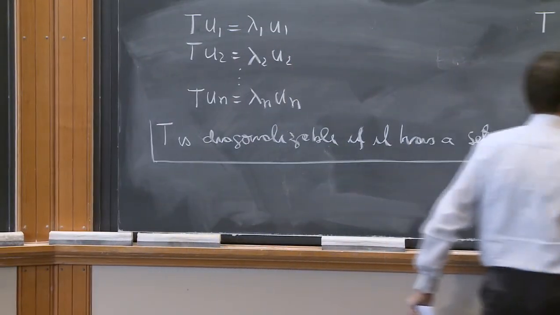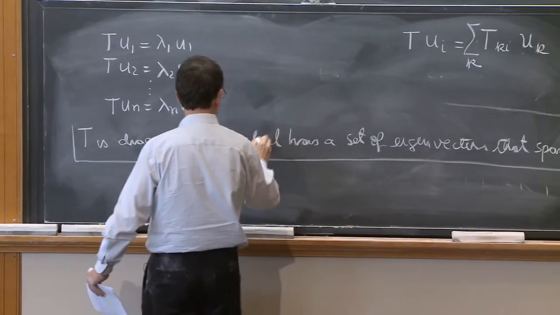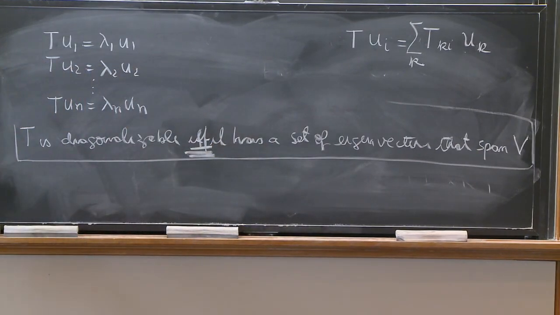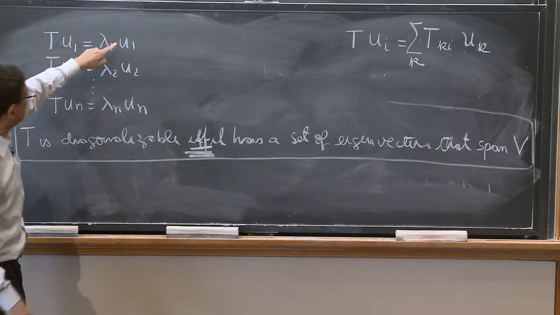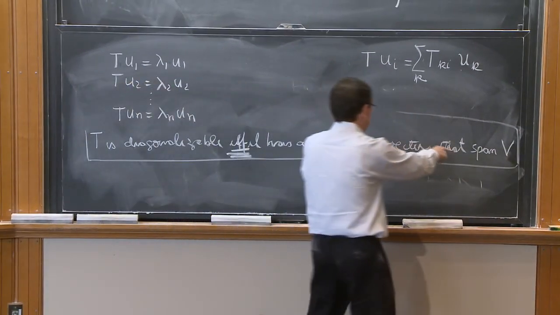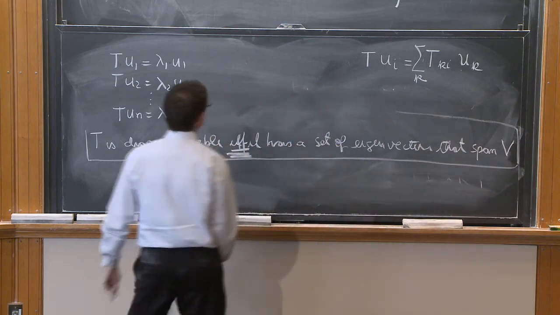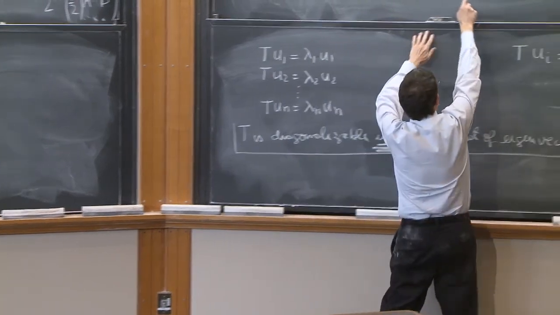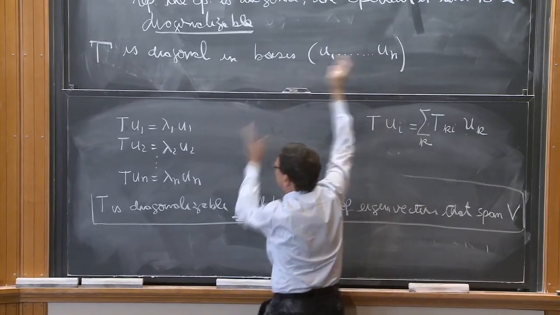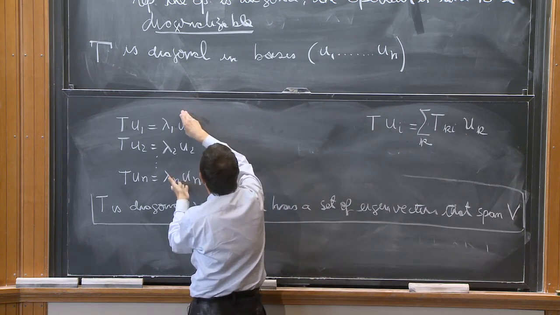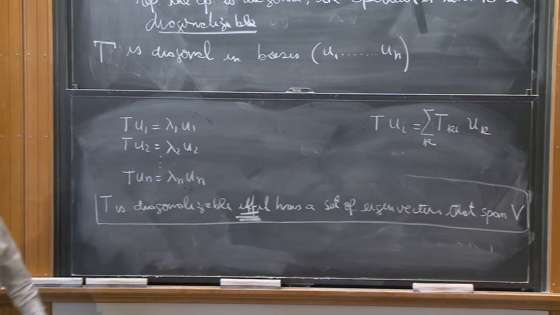If and only if. So here it's diagonalizable, and we have a basis, and these are eigenvectors. So diagonalizable really means that it has a set of eigenvectors that span the space. On the other hand, if you have a set of eigenvectors that span the space, you have a set of U's that satisfy this, and then you read that, oh yeah, this matrix is diagonal, so it's diagonalizable.